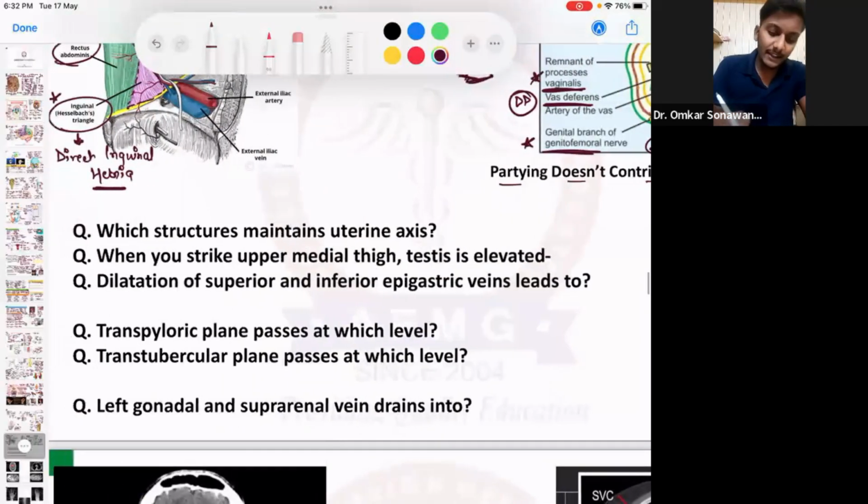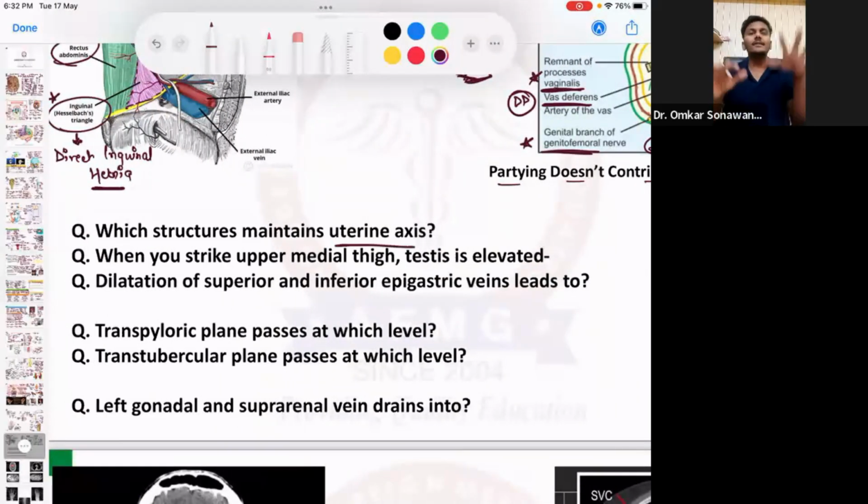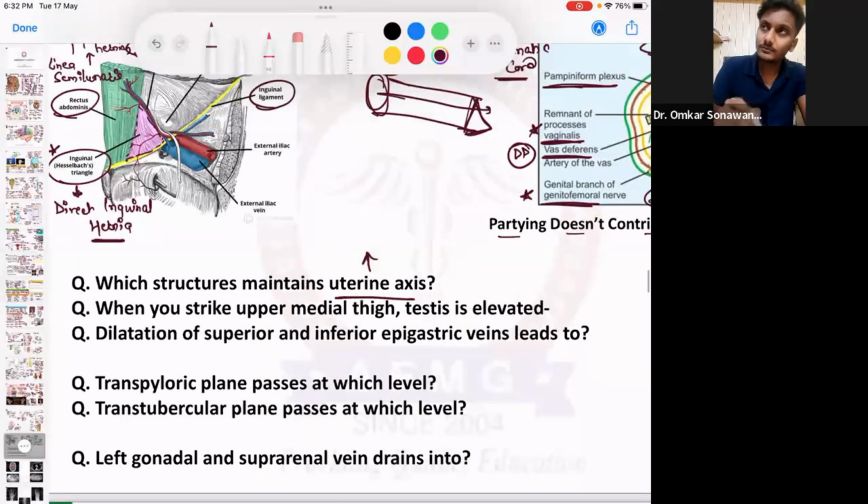Which structures maintain the uterine axis? Anybody? So what is the normal uterine axis? What is the normal uterus like? It is pear shaped. And the axis of the uterus? It is anteflexed and anteverted. So the normal uterine axis is anteflexed and anteverted.